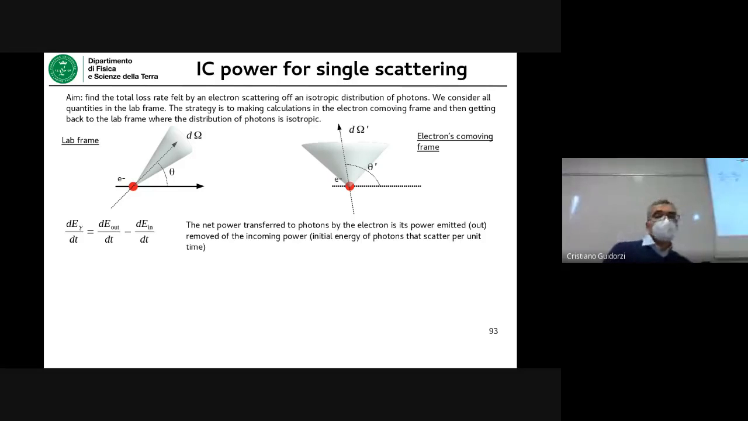So this is the idea. We will calculate both quantities on the right-hand side of this equation separately, okay? So let's begin with the first one.